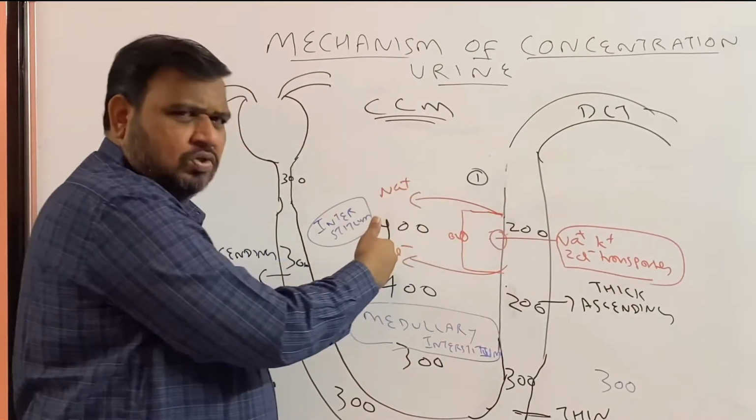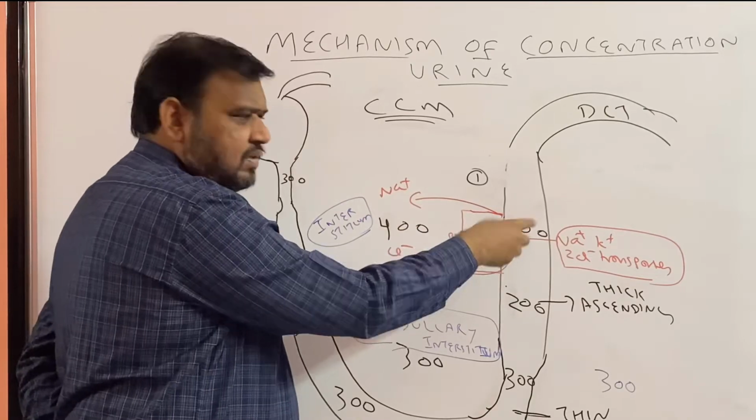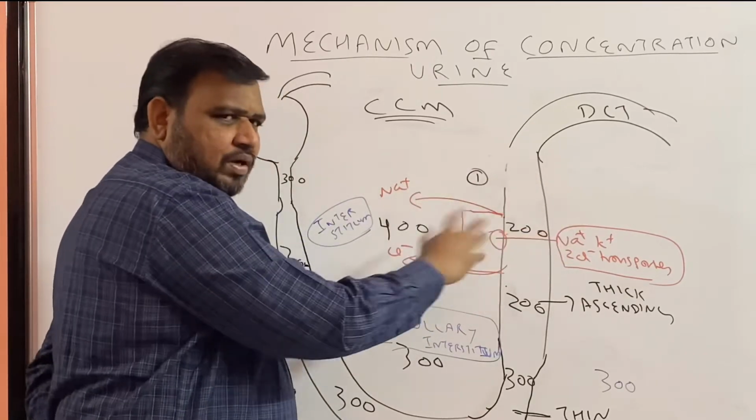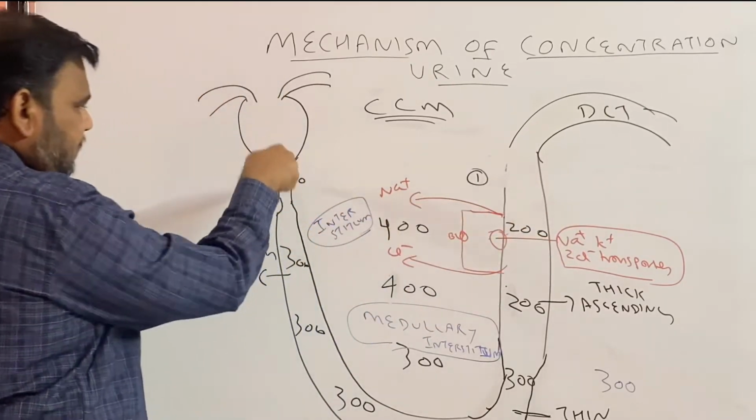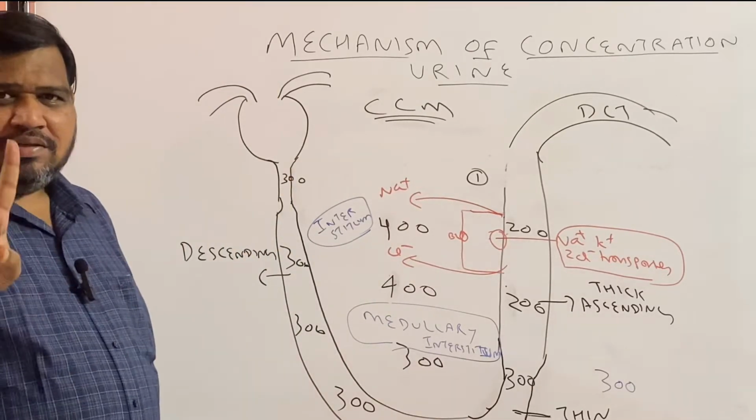Now, why has 300 changed to 400? Sodium is a solute, chloride is a solute, so the concentration is increasing here. Why is it decreased here? Sodium has gone, chloride has gone. So this 300 is coming from the glomerulus. Now next step, second step.